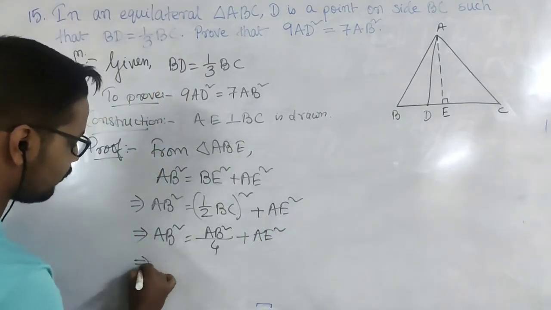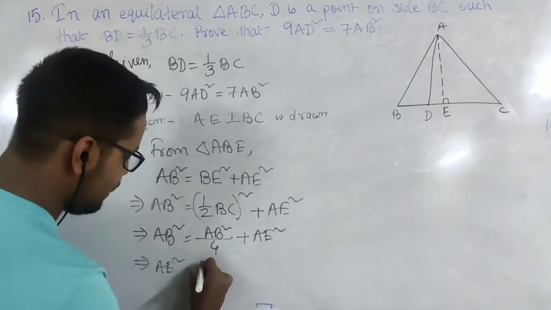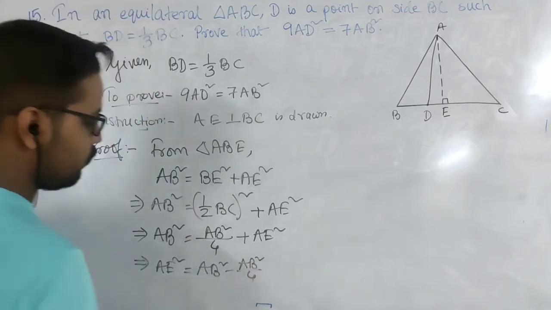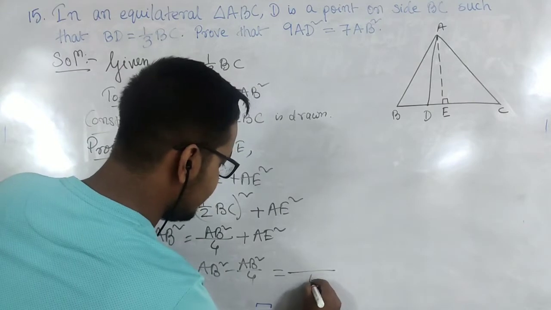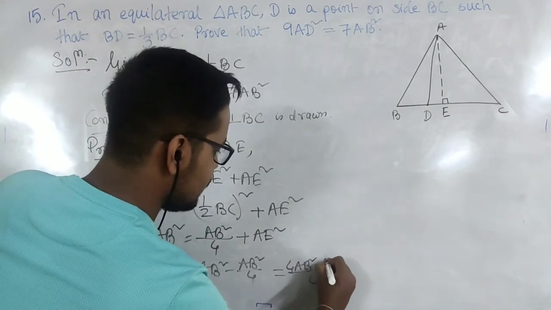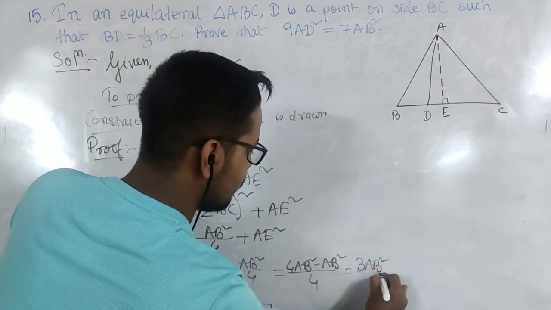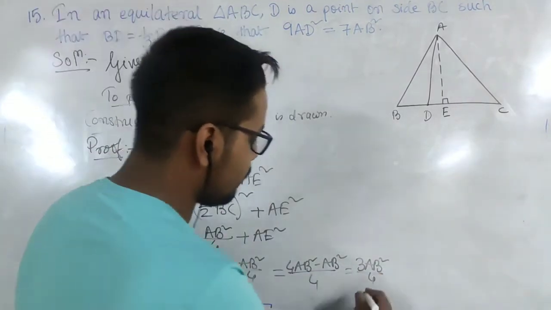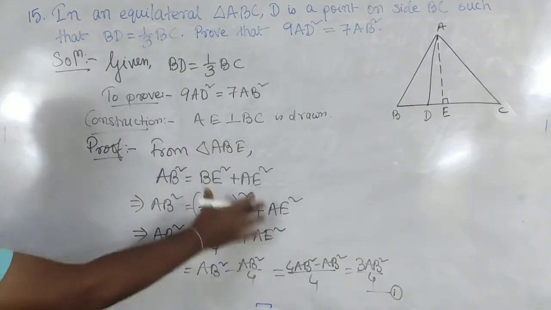So from here we are going to find AE, and AE squared is going to be AB squared minus AB squared by 4. Let us take the LCM. It is going to be 4AB squared minus AB squared, that is thrice AB squared by 4. So we have got AE squared is equal to thrice AB squared by 4, and we are going to take this as equation number 1. So I hope this part is clear.